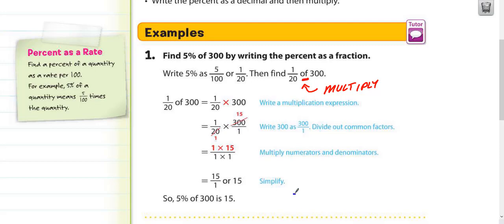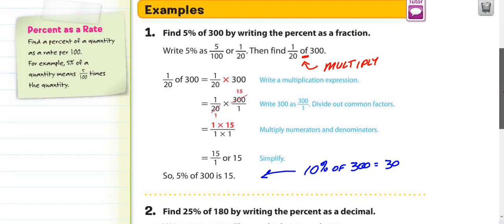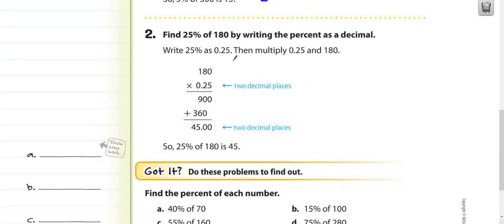You might already know that 10% of 300 is 30. Anytime you're doing 10% of something, you just move the decimal point 1 time. So if 10% is 30, half of 10 is 5, half of 30 is 15. There's another way to check it. Okay, let's go down to another example.